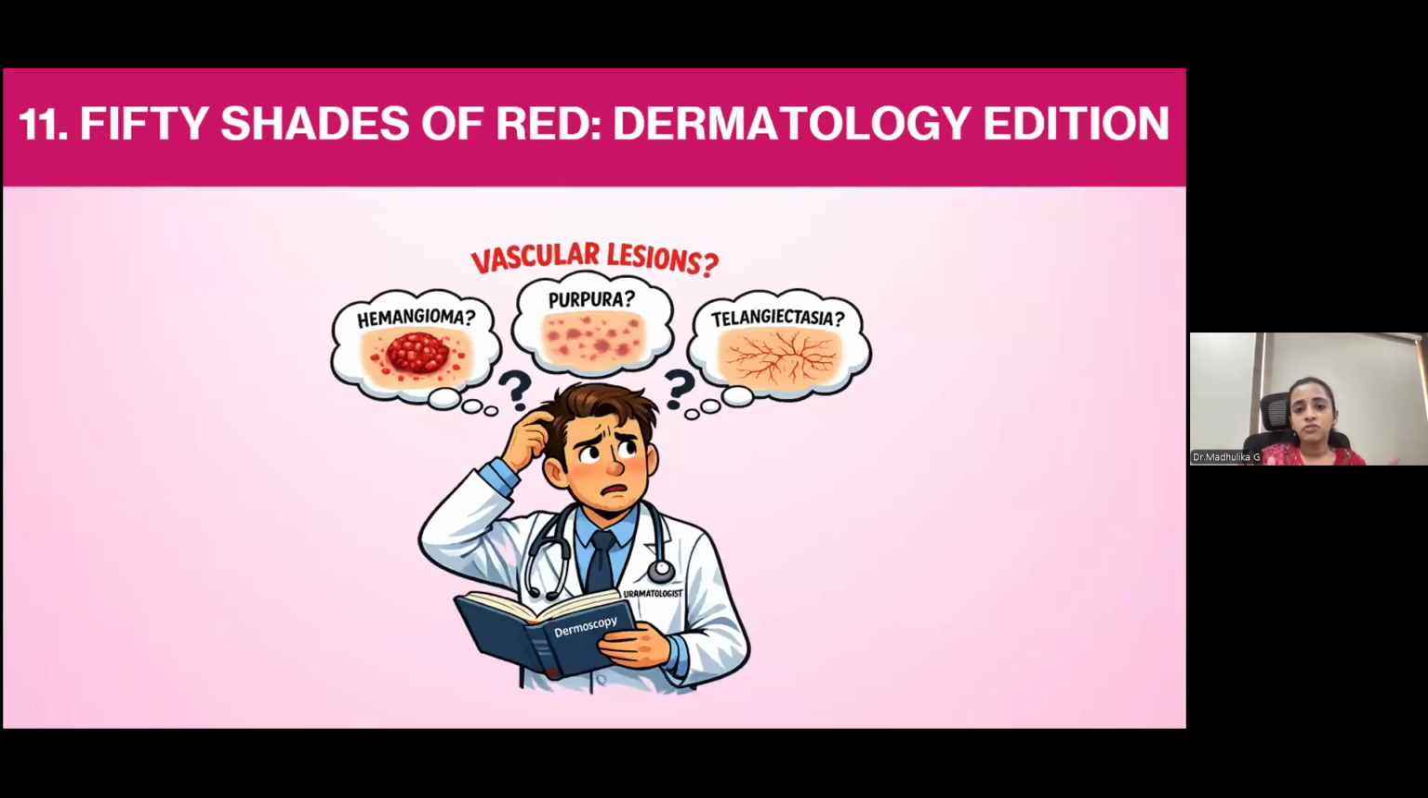So, 50 shades of red, dermatology edition. Vascular lesions, one last thing I want to say. Is it a hemangioma? Is it a pyogenic granuloma? Is it a cherry angioma? Is it an angiokeratoma? How to make out?